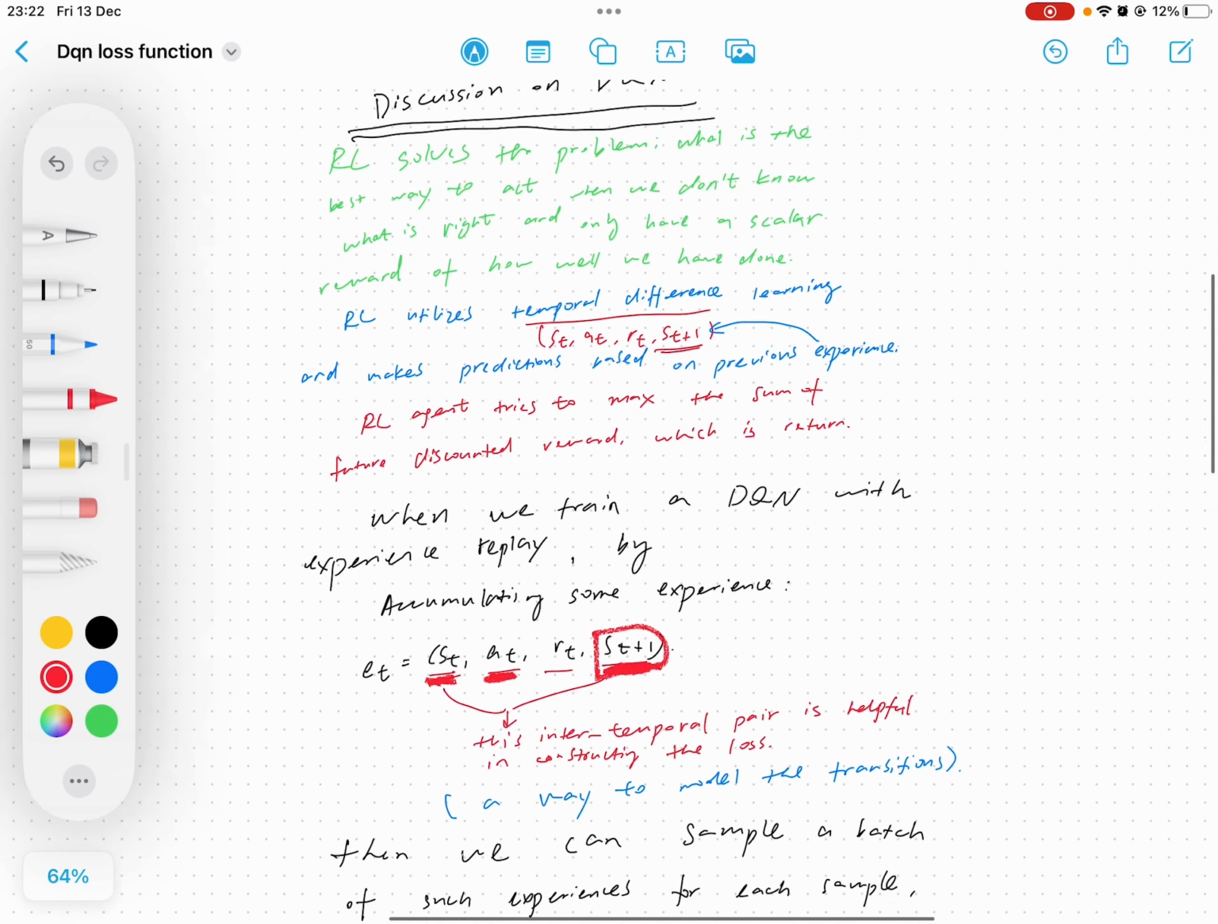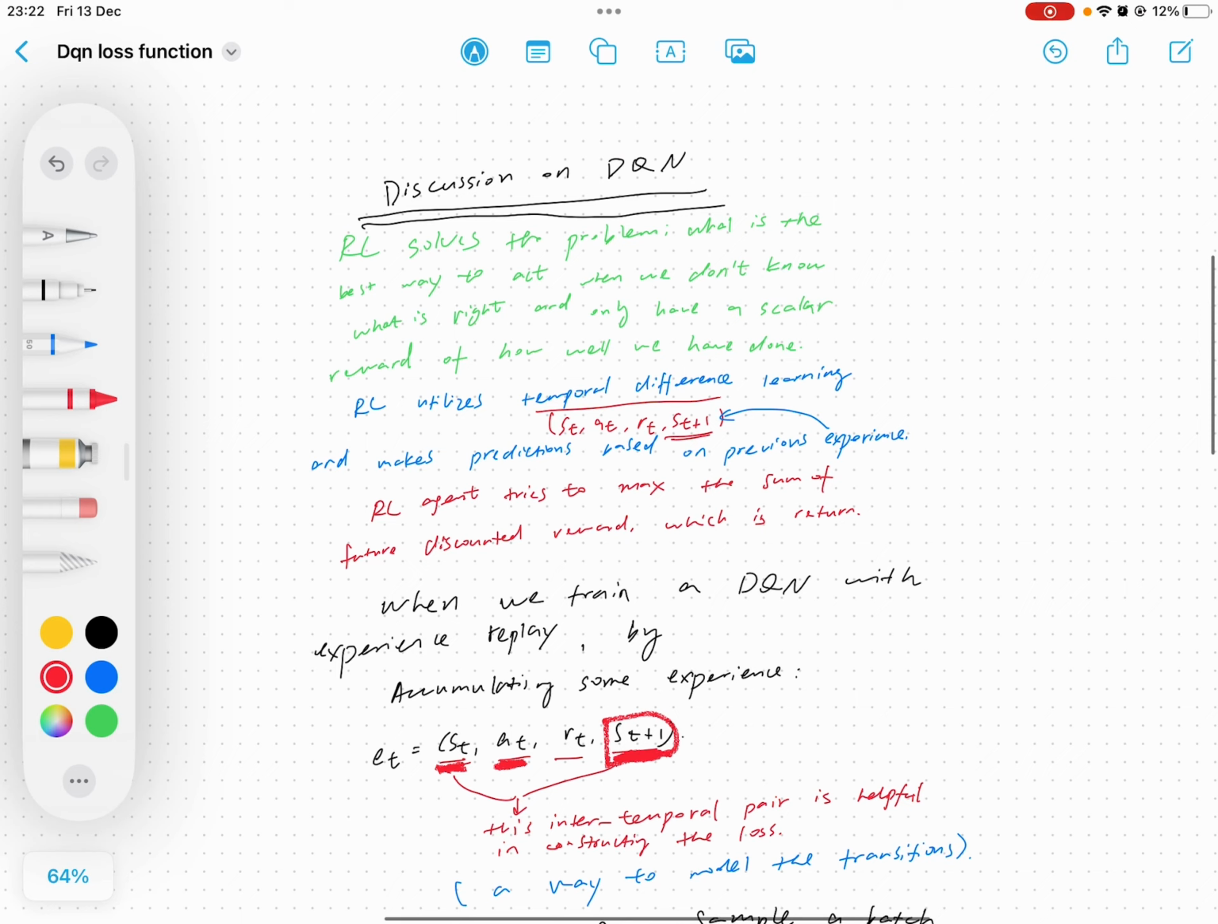So that'll be a useful discussion on this DQN and the corresponding loss function and the mechanism or the intentions behind that. Okay, hope this will be useful. Good.